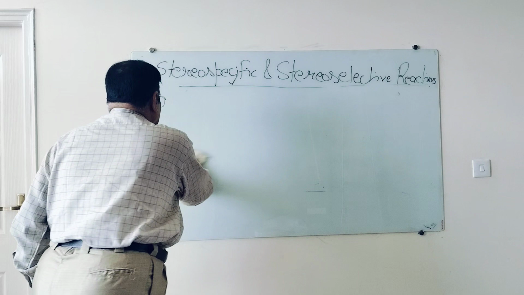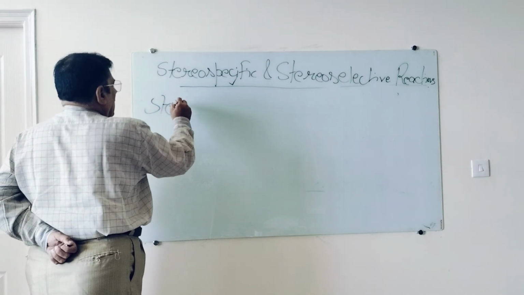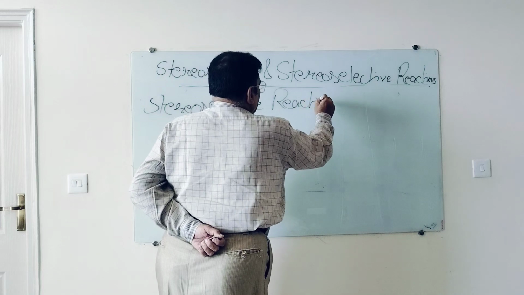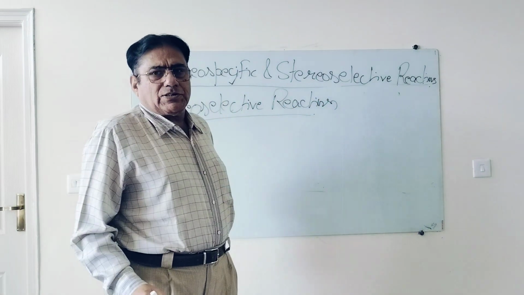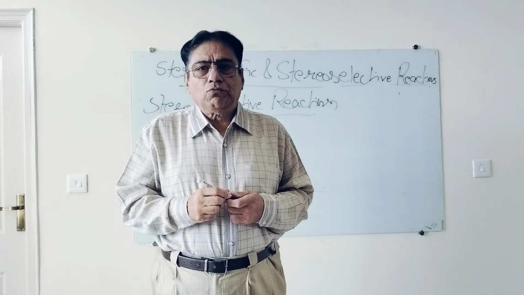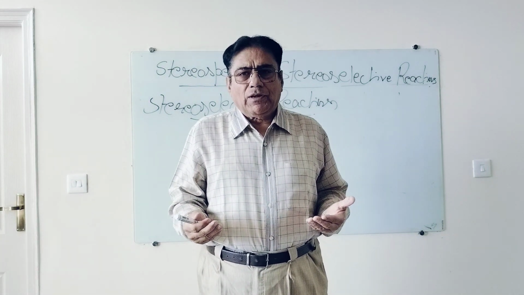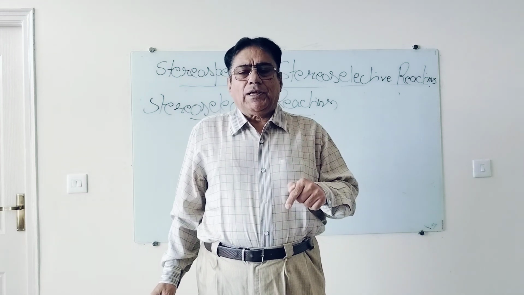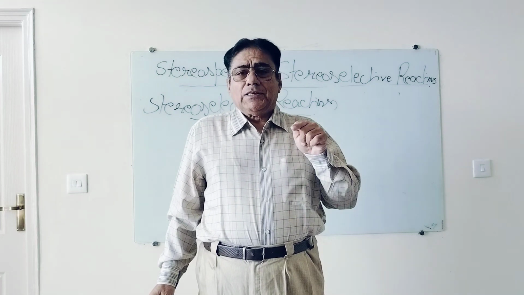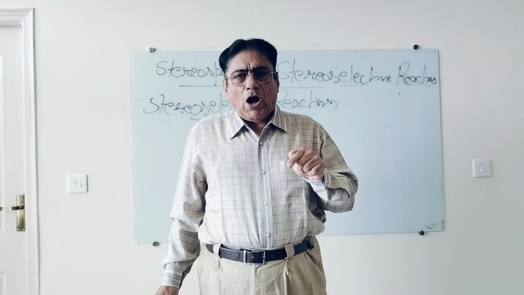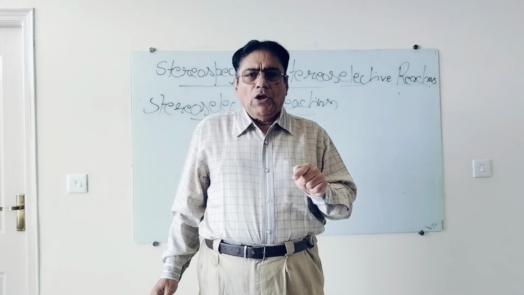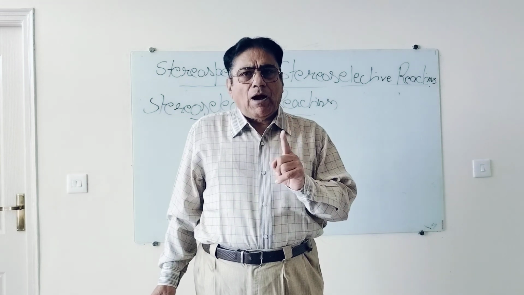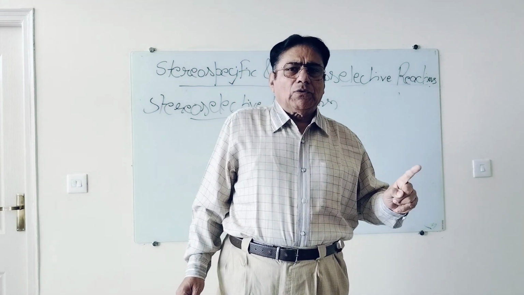What are stereoselective reactions? Stereoselective reactions are such reactions in which, out of two or more stereoisomers expected in the product, only one stereoisomer will be formed predominantly. Yes, what is a stereoselective reaction? Such type of reaction in which out of two or more stereoisomers, only one will be formed predominantly. Means one stereoisomer will be in much more amount than the other one.